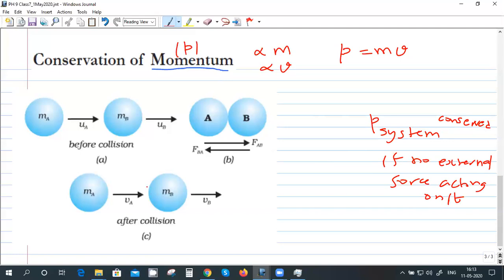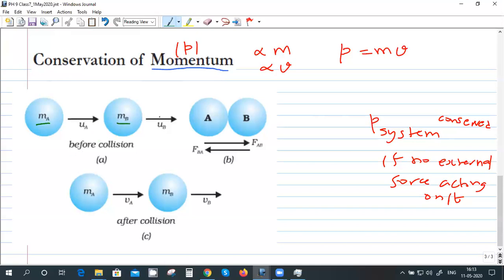So here there is a figure. There are two masses, A and B. Let's see the two masses, MA and MB. It's written there, MA and MB.